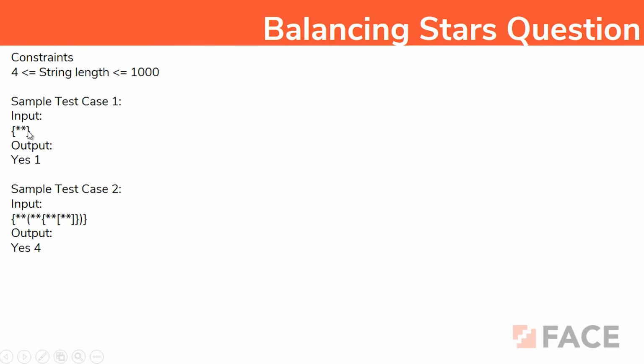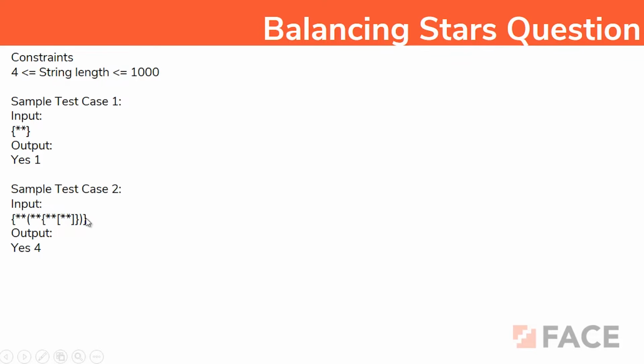For example, let's look at the first test case. Here we have open, close, flower brackets. In between we have stars. So, here if you have at least 2 stars between the opening and closing of the brackets, then we print it as yes. And also we will have to check how many balanced pairs of brackets are there. So, here we have one pair of open close bracket which is balanced. So, I am printing 1 over here.